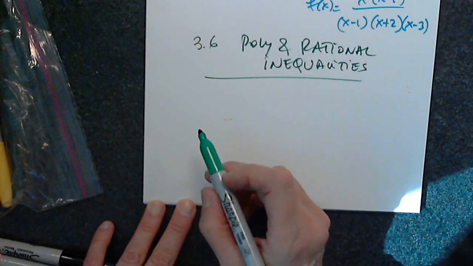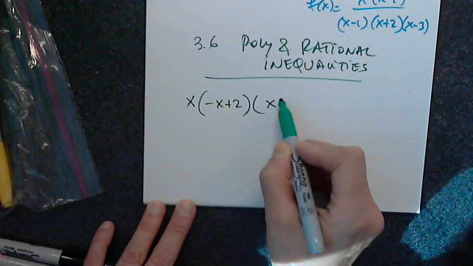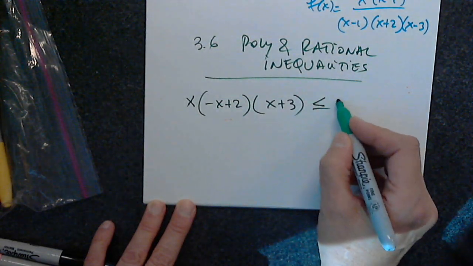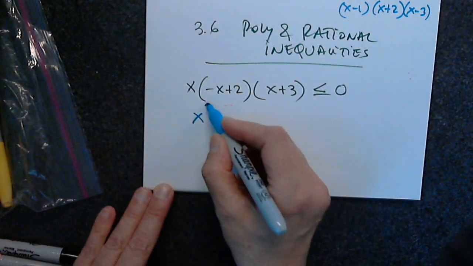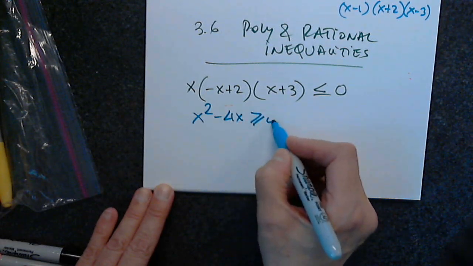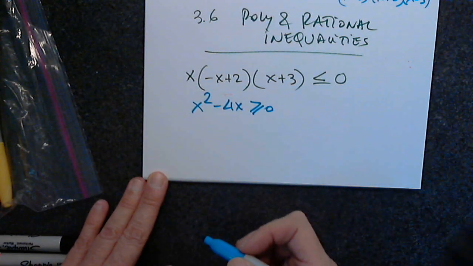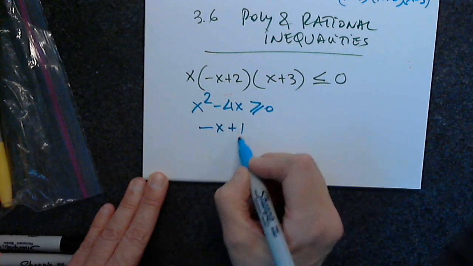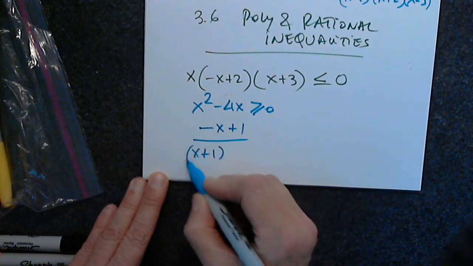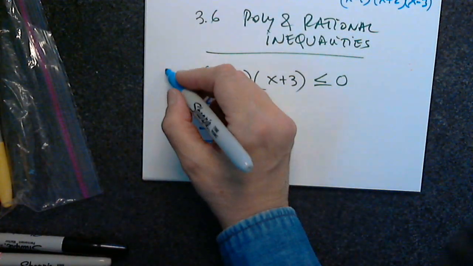Okay, so for example, x, negative x plus 2, and x plus 3 less than or equal to 0. This is one example that I would like to look at. Here's another example. And here's the last one, and of course, more examples as you wish. Three examples.